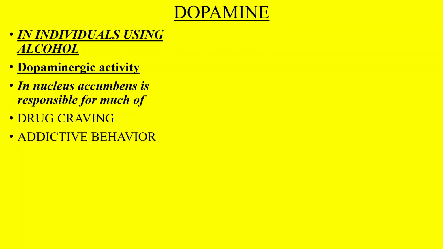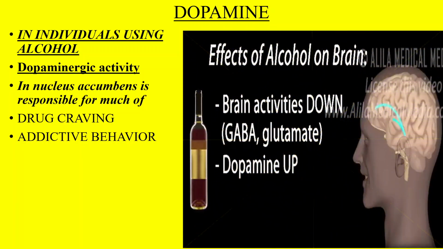Now, the reticular activating system, what neurotransmitters play a role in all this process? Number one is dopamine. It is an upregulator. In individuals using alcohol, dopaminergic activity in the nucleus accumbens is responsible for much of the drug craving effect and the addictive behavior.